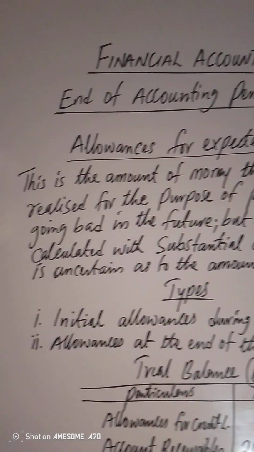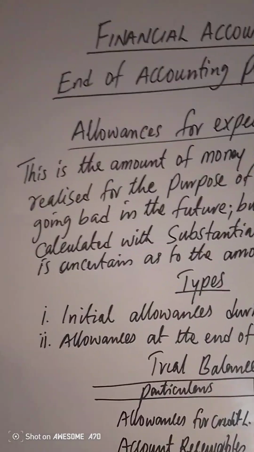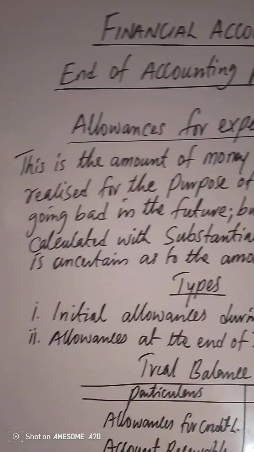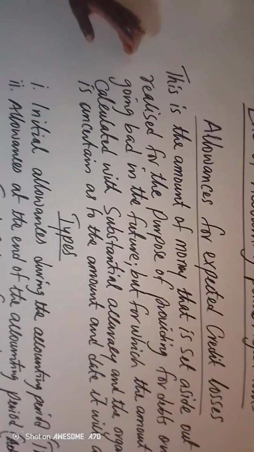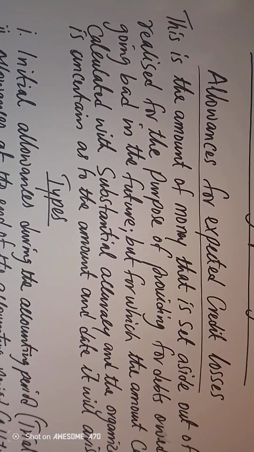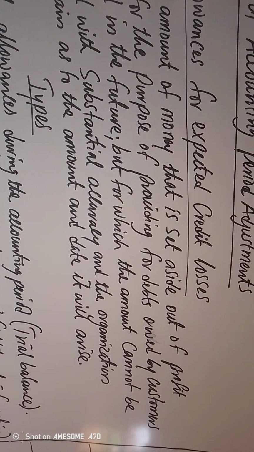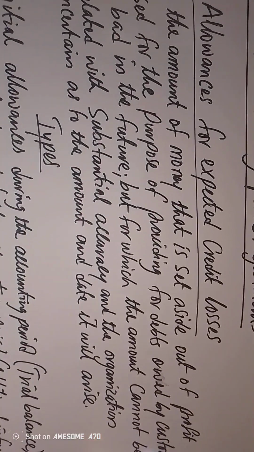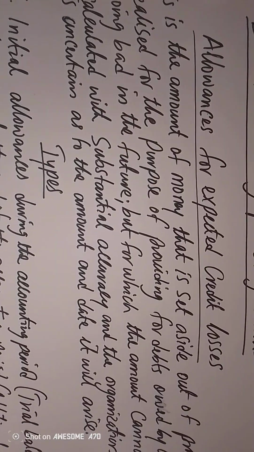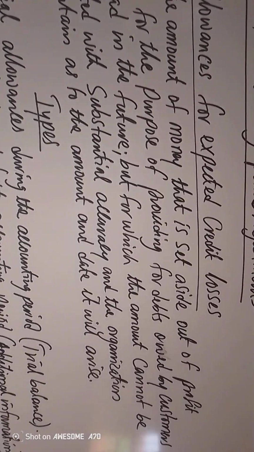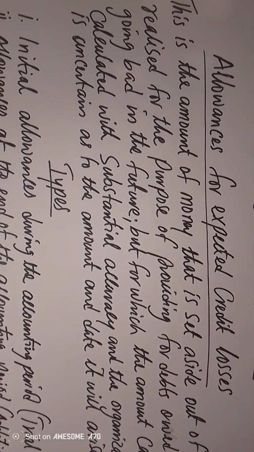So let's look at what you understand by provision for bad and doubtful debts, which is allowance for expected credit losses, the new name. This is the amount of money that is set aside after the profit realized by the business for the purpose of providing for debts owed by a customer going bad in the future, but for which the amount cannot be calculated with substantial accuracy, and the organization is uncertain as to the amount and date it will arise. Provision for bad debts or allowances for expected credit losses.